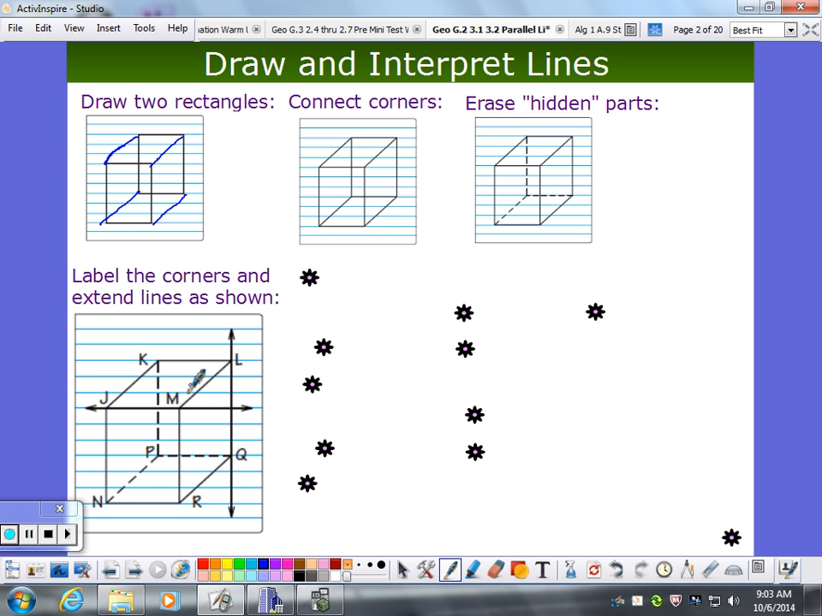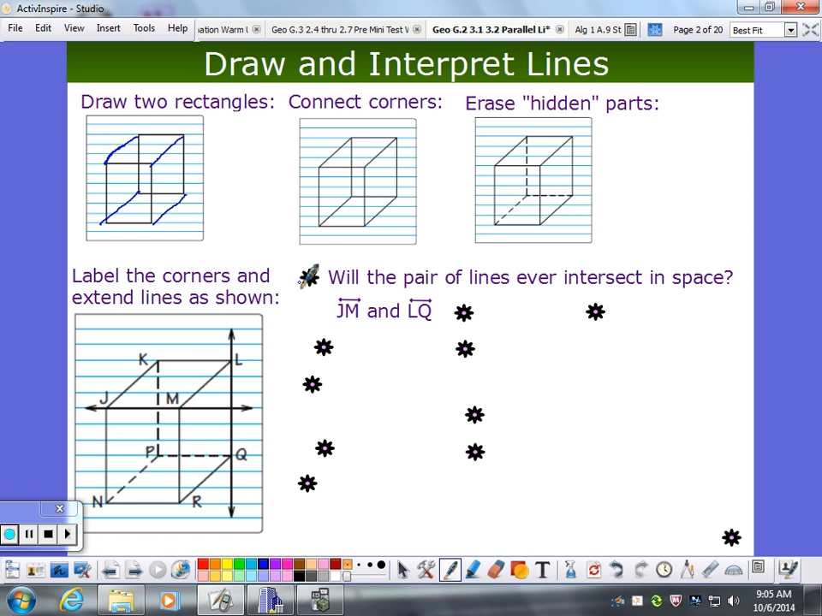And once you have that, label the vertices. J, K, L, M across the top. And P, Q, R, N across the bottom. We're also extending some lines here. We've got line LQ. We've got line JM. So just keep referring up here to try and get your drawing. And then we'll be able to answer some questions about it. Do we got our drawings? Because we're going to answer some questions here.